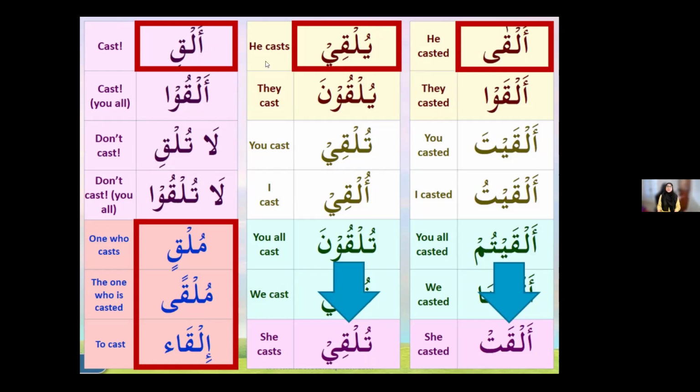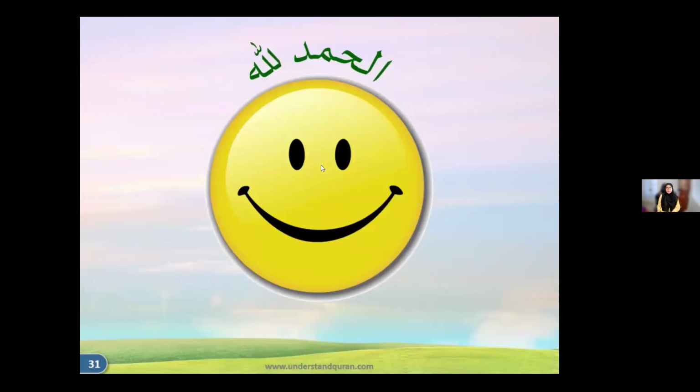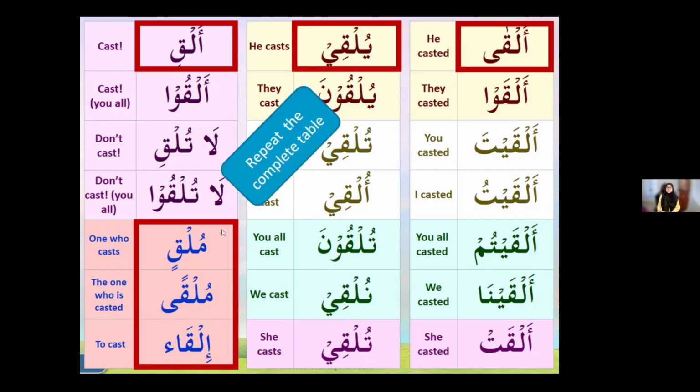So when you want to make a fa'al amr, what happens? Alqi. All that happened is the ya, the weak letter, disappeared, so you just put a kasra there. Then remember the one who casts, fa'il, mulqin, and maf'ul, the one on whom the action is done, is mulqan, and the action itself is called ilqa. So alhamdulillah, we did that. Let's practice this whole table.